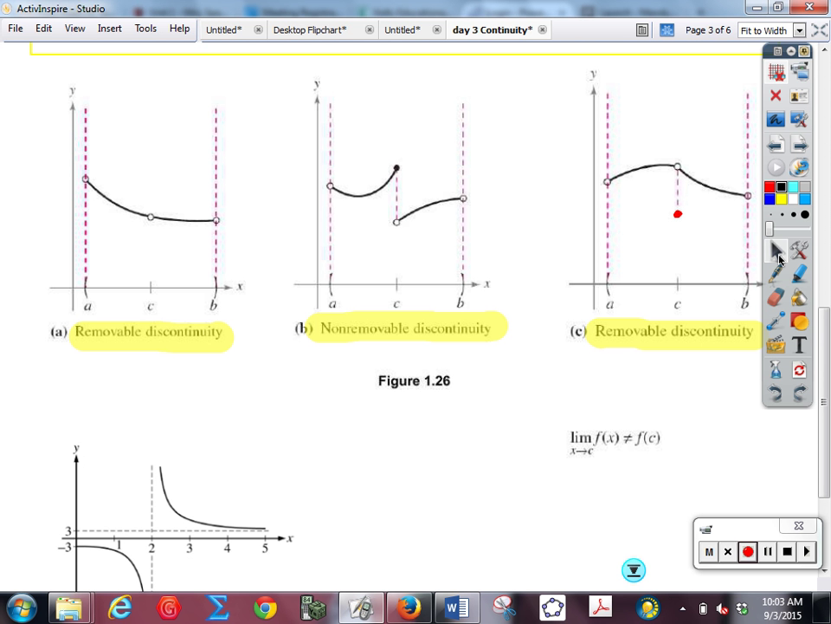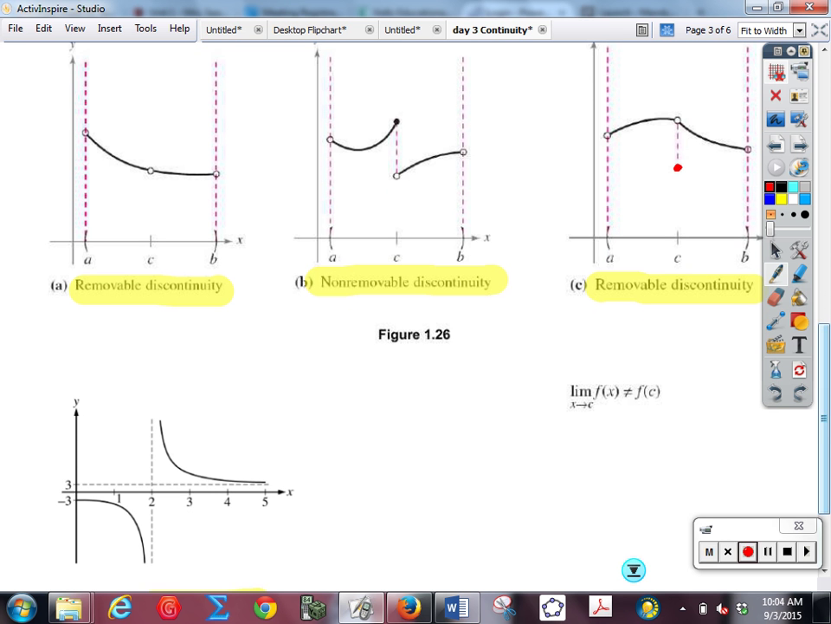And this one is removable, because if I could redefine that to be up there, then it would be removable. What about if I had an asymptote? Is there anything I could do to change this one to make it continuous, so that I didn't lift up my pencil? No. So this one would be non-removable. Wait, so the other one where the point is elsewhere, that's a removable discontinuity because we just have to move that point? Yep.